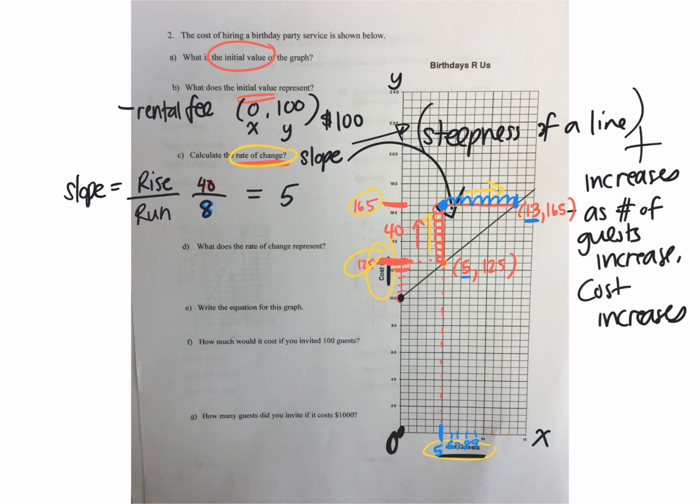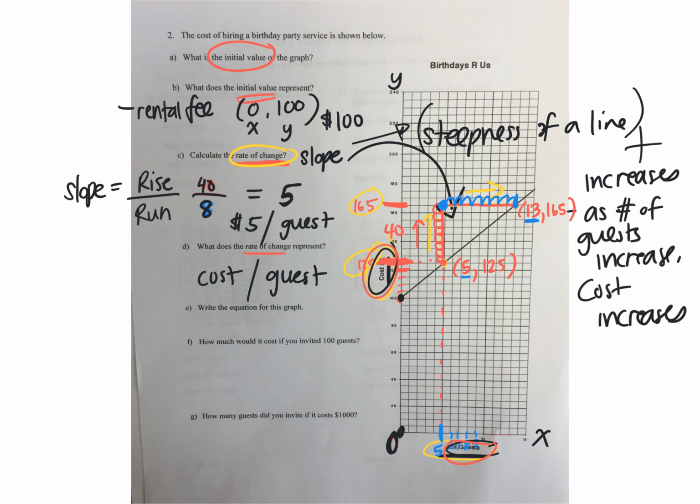What does that mean in this situation? We're looking at a relationship between guests and costs. What does this 5 mean? $5 per guest, per person. That's the rate of change. That's it. Okay? Okay, so back to this question. We already answered this. In this situation, what did the rate of change represent? What was the relationship? It represented the cost per person or per guest.